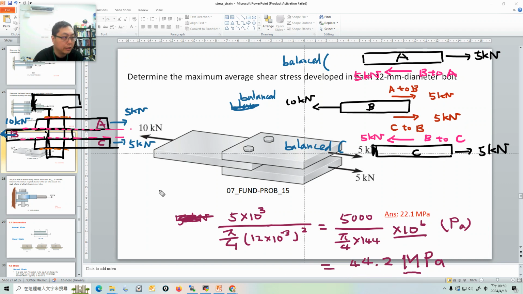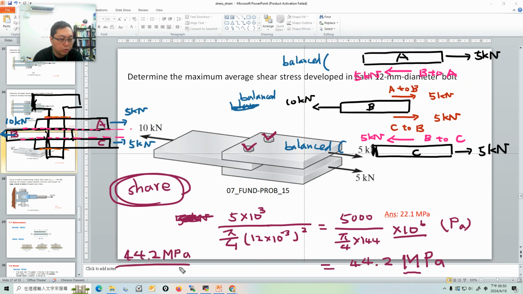Why is that? Because this analysis only analyzes one bolt. But actually, in this system, we have two bolts. The other bolt also shares the force. So this value should be divided by two. So 44.2 MPa divided by 2 is equal to 22.1 MPa. Because we have two bolts.